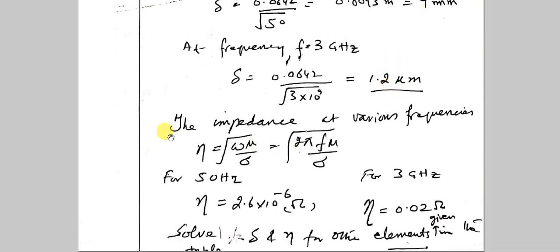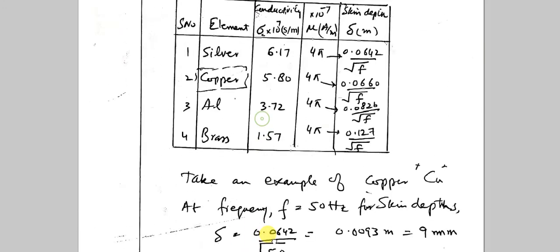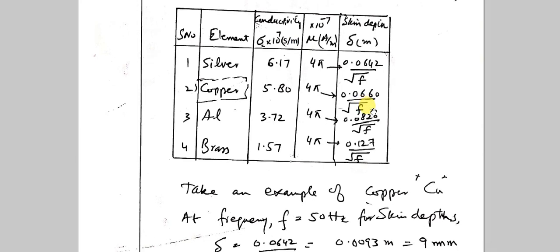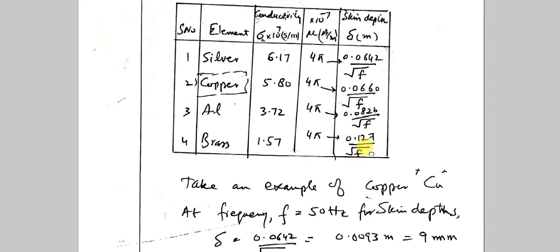Similarly, you can calculate the impedance at various frequencies. For 50 hertz it is 2.6 into 10 to the power minus 6 ohm, and for 3 gigahertz the impedance is 0.02 ohm. So solve for the other δ and η given in the table, for the same frequencies, 50 hertz and 3 gigahertz, so that you get η and δ.